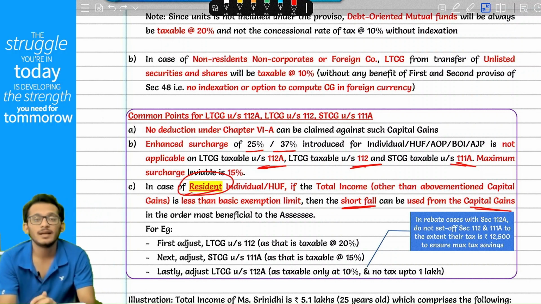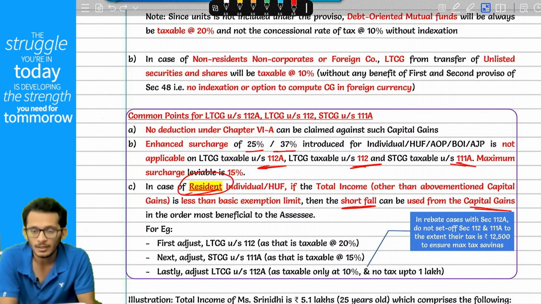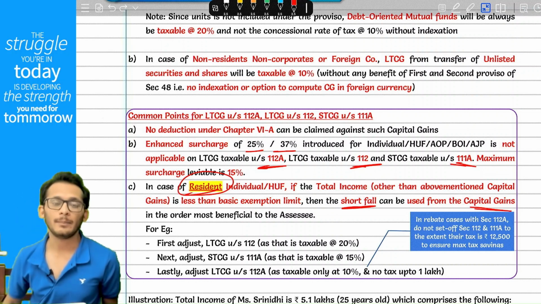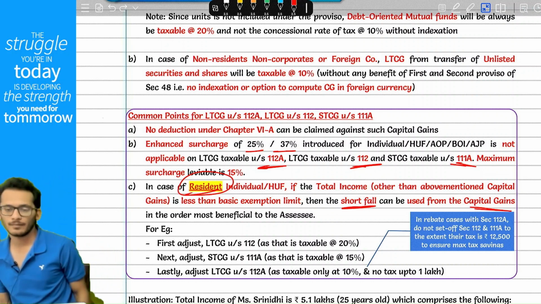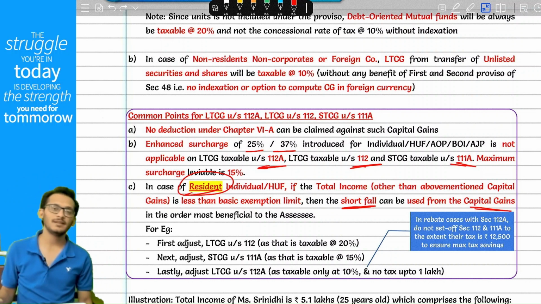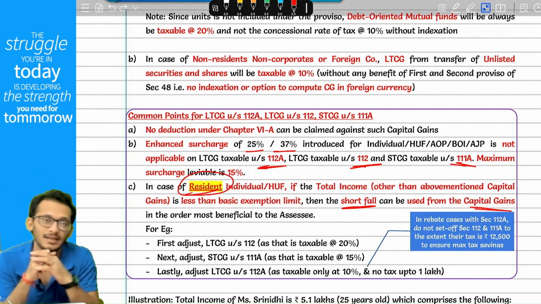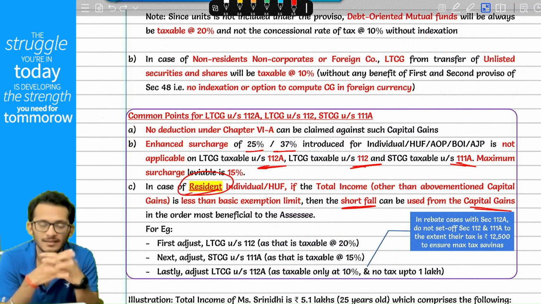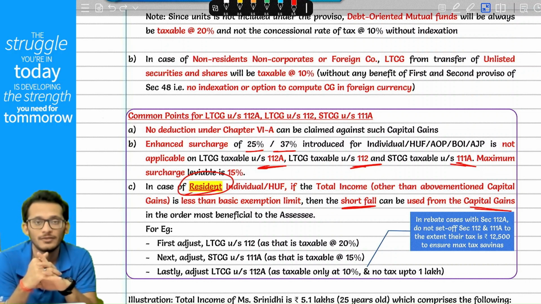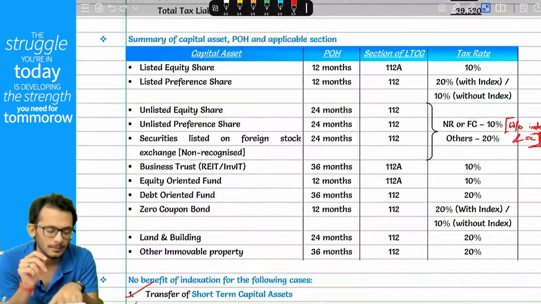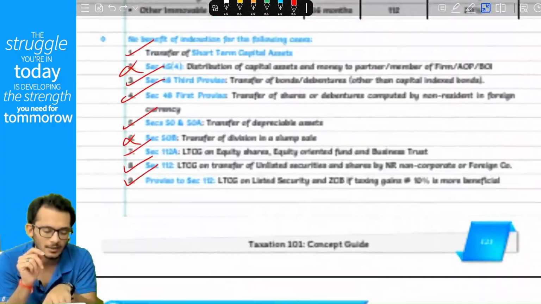And for all the assets we discussed right now, 112, 112A and 111A, if you are a resident person, and it is found that your basic exemption limit is still not exhausted, please feel free to put your capital gains into the basic exemption limit and not tax it, only to the extent of the basic exemption limit. We have already discussed this in rates of taxes, but clarifying it once again. With this marks the end of your chapter called capital gains.